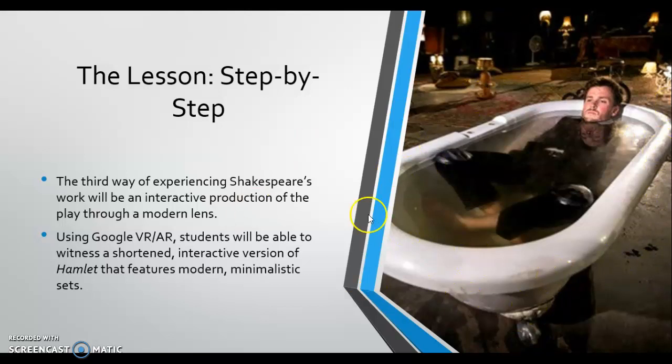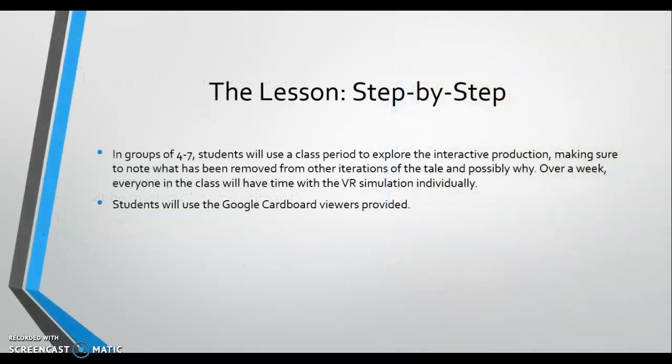and as you see to your right here, this is a part of the play. This is actually a reading of the To Be or Not to Be section of Shakespeare's work, and it's a very different way of looking at the play, in my opinion. So in groups of about 4 to 7, each class period students will have the ability to use the Google Cardboard viewers to try to experience the play through the Google VR system.